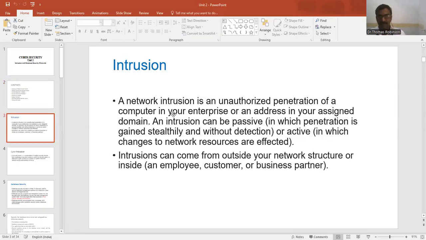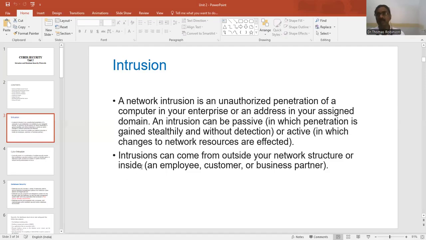So what is known as intrusion? We can say it is when some work is going on and some other persons come and cause some disturbance. That is what we call an intrusion. A network intrusion is an unauthorized penetration of a computer in your enterprise or an address in your assigned domain. The intrusion can be passive, where penetration is gained stealthily and without detection, or it may be an active intrusion.